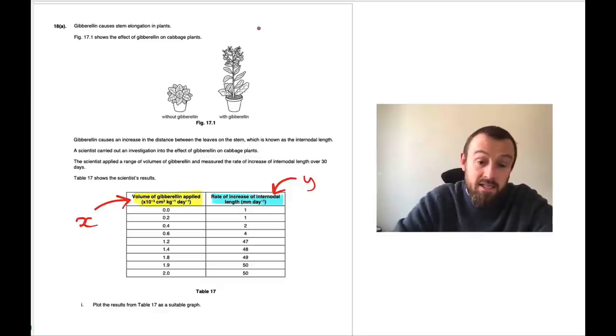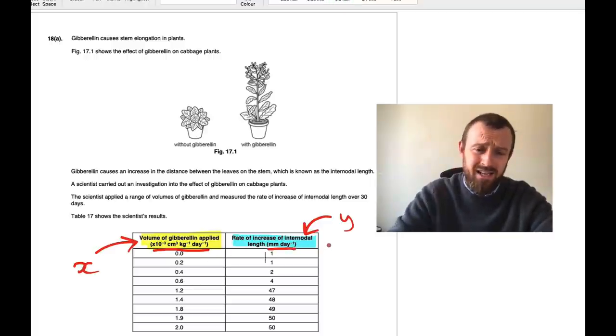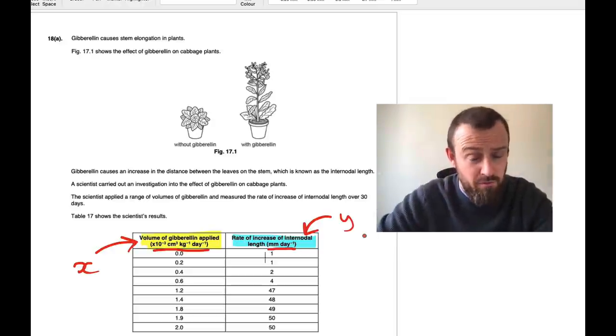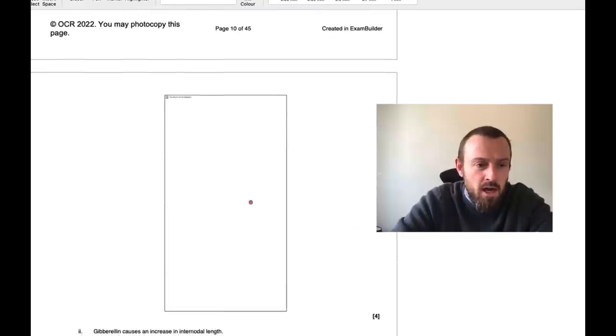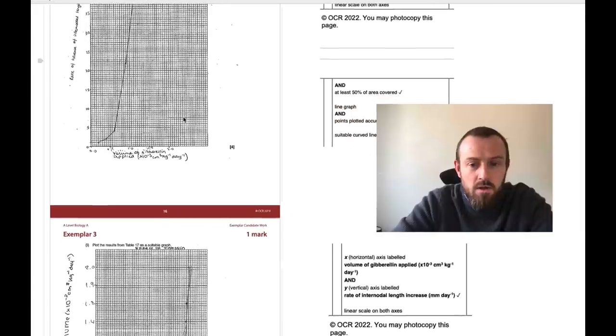And the other thing is, in the table, even though this unit is super annoying and weird, times 10 to the minus 3 cm cubed kilogram to the minus 1 day to the minus 1, you've still got to write it out, okay? It is a pain, I can see that, but the units are very important and they should always be on your graph, okay? So let's look at the question and look at some graphs. Now, I've actually got some example graphs for you here to look at.